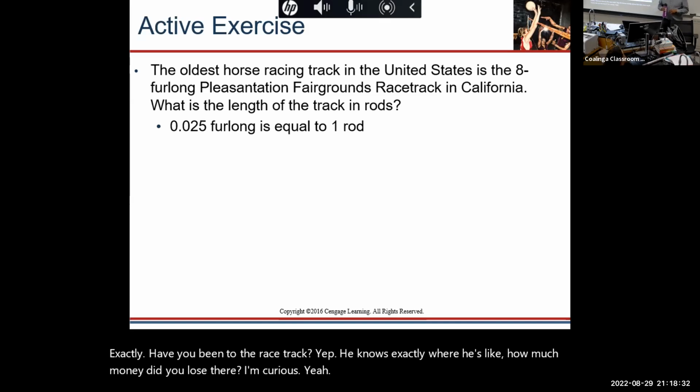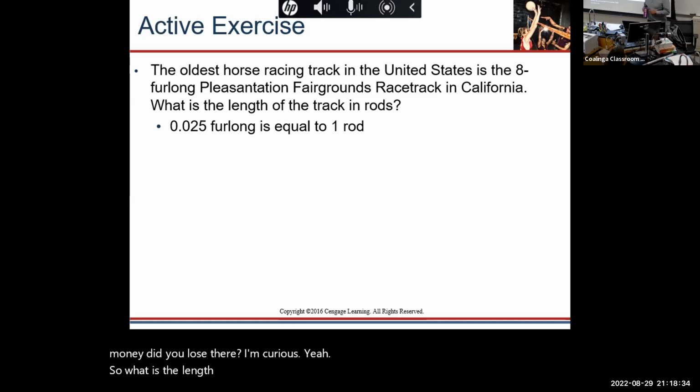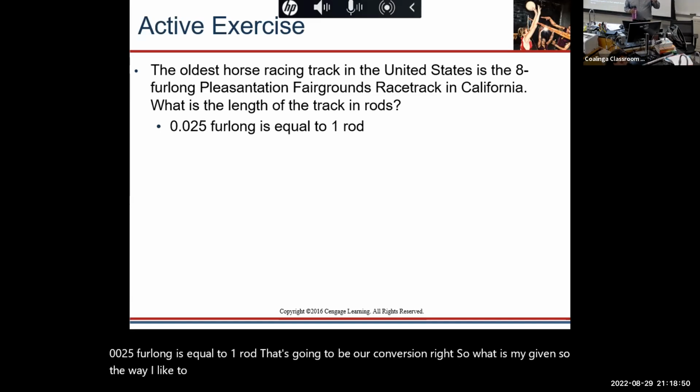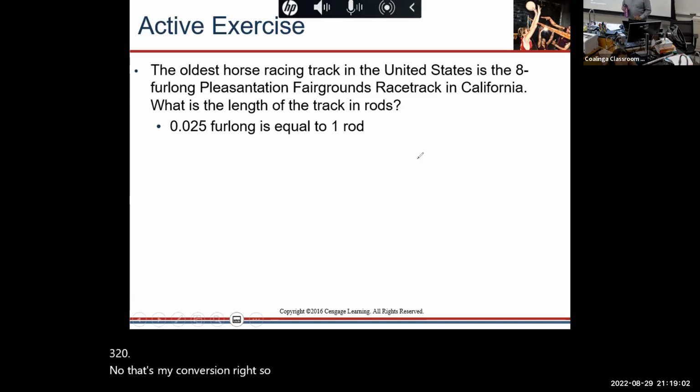So, what is the length of the track in rods? Okay, so our equivalency here is 0.025 furlong is equal to 1 rod. That's going to be our conversion, right? So what is my given? The way I like to start off, I always like to start off with what's given to me. What's given to me? The 8 furlongs, right? So the 8 furlongs is my given.